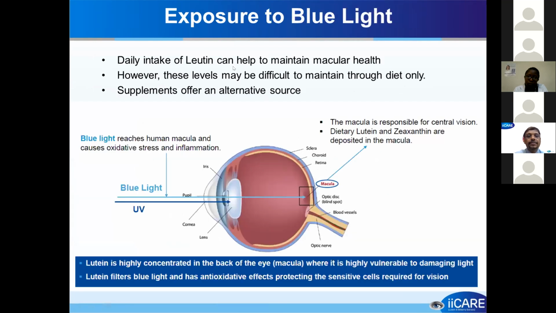So if you see the blue light, as we know, the exposure to or overexposure to blue light causes damage to this pigment layer, causing photooxidative stress and inflammation, which is the basic mechanism behind the damage of macular pigments. And the daily intake of lutein can help to maintain macular health. However, this may be difficult to maintain through diet practically, and then supplements are needed.